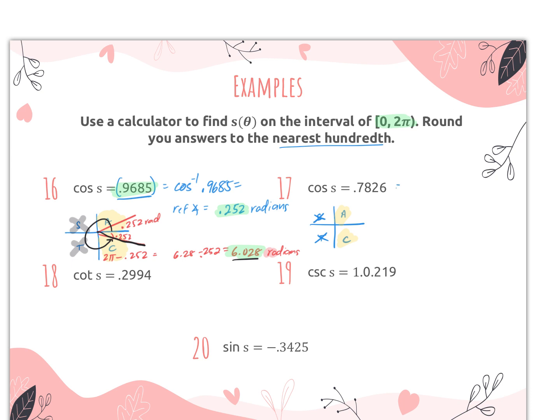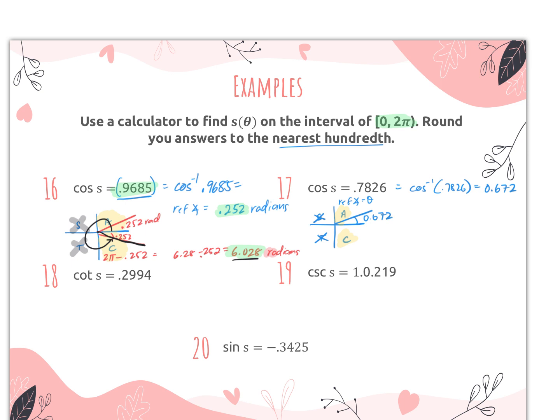So for my reference angle, I'm going to do inverse cosine of 0.7826, and I'm going to get my reference angle. 0.7826 inverse cosine, and I'm going to get 0.672. That's my reference angle. Remember, in quadrant 1, your reference angle is the same as theta. And so I know that that's going to be my first angle, 0.672.